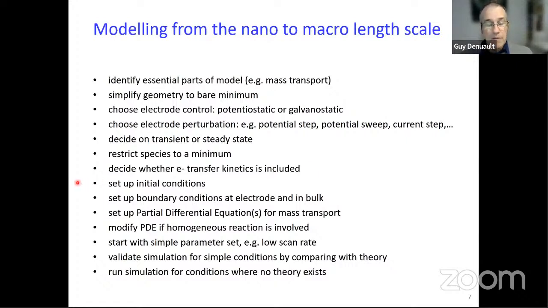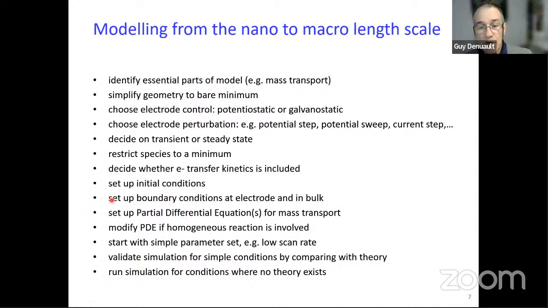You will see that the mathematical models are essentially made up of a few parts. The first one is the initial conditions. So you need to say what is in your system. What is your bulk concentration? You need to define your cell essentially as a function at t equals 0.